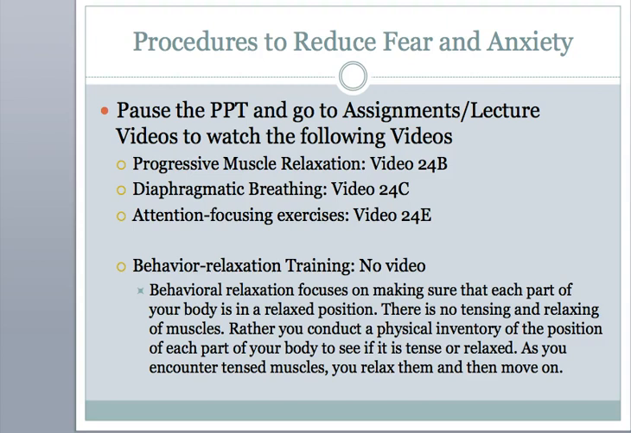So when we talk about PMR or progressive muscle relaxation, where we tighten up muscles and then relax them, behavior relaxation doesn't do that. It simply has you do an inventory of the position of each part of your body to determine whether it's tense or not. And if it is, then doing what you need to do to relax it and then moving on. So you're not actually tensing and relaxing. You're just doing an inventory and relaxing those parts that seem to be holding the tension.